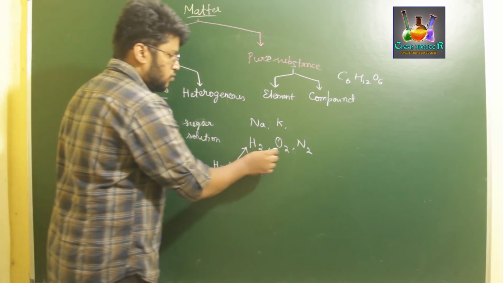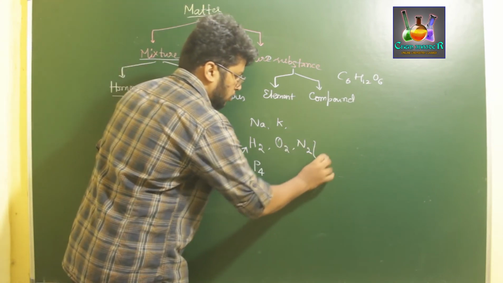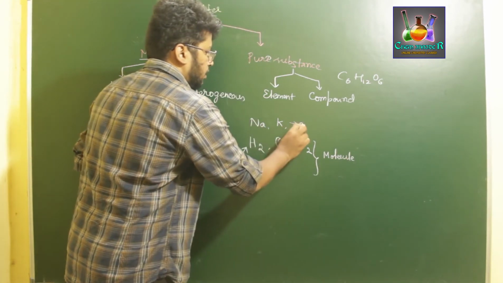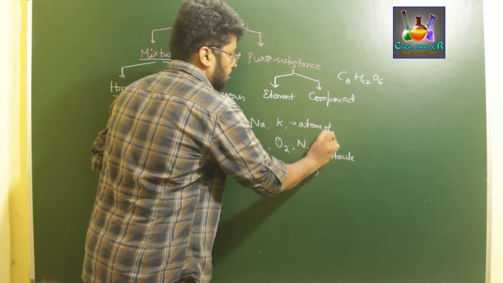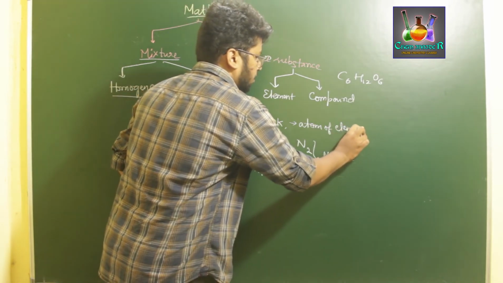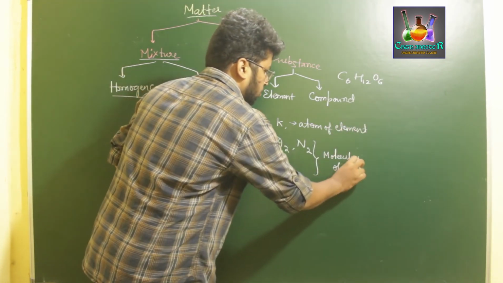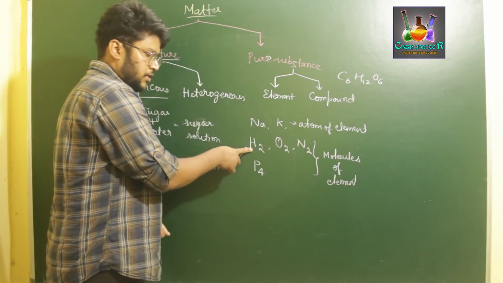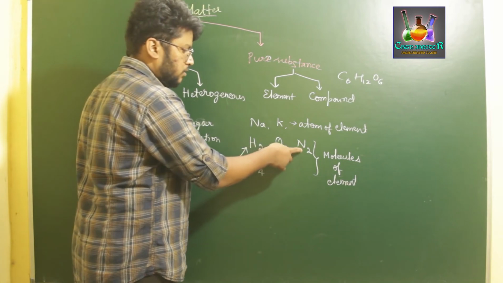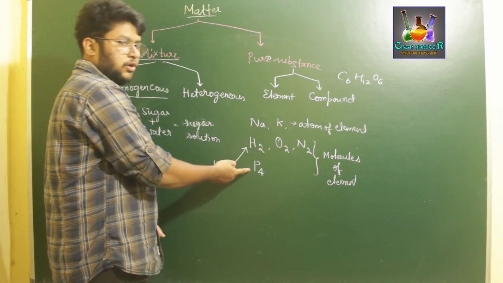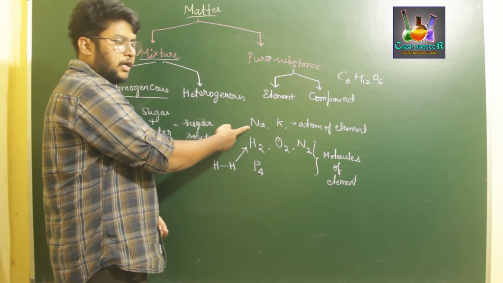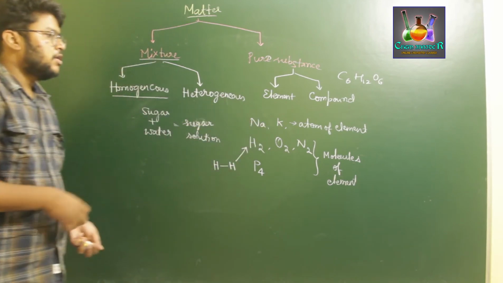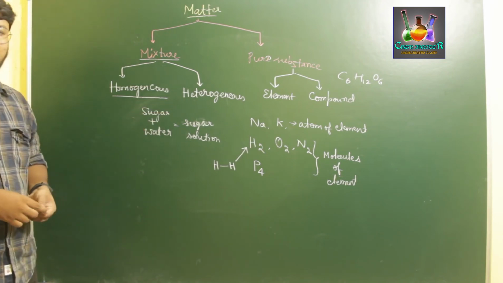So these H2, O2, N2 and P4, these are all called molecules. These are atoms of an element, whereas these are molecules of certain elements. That is, molecule of hydrogen, molecule of oxygen, molecule of nitrogen, molecule of phosphorus, whereas this is an atom of sodium, an atom of potassium. Okay, so now this is about the atoms or elements.